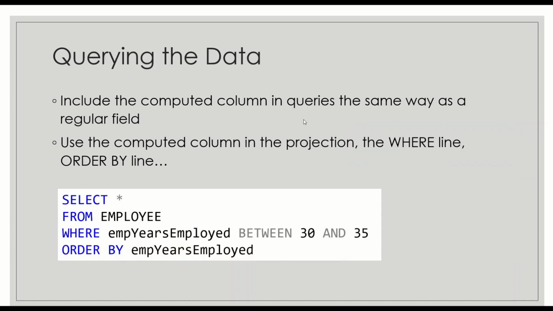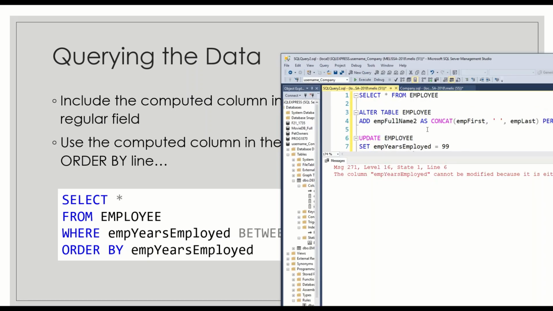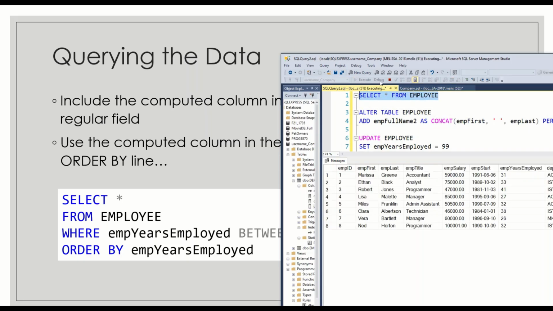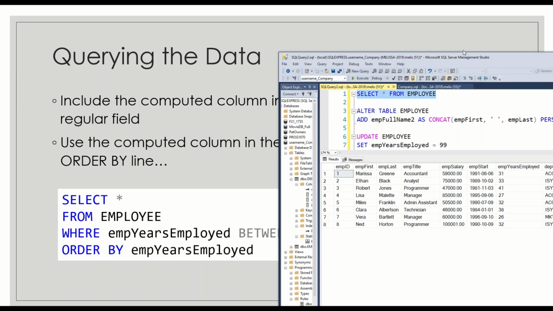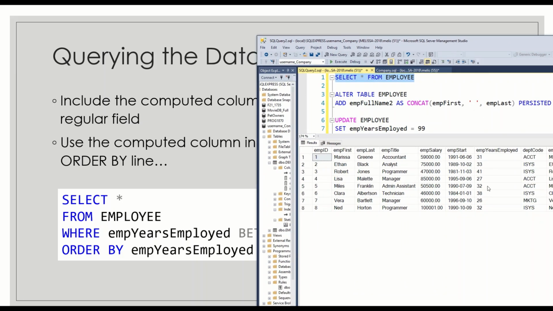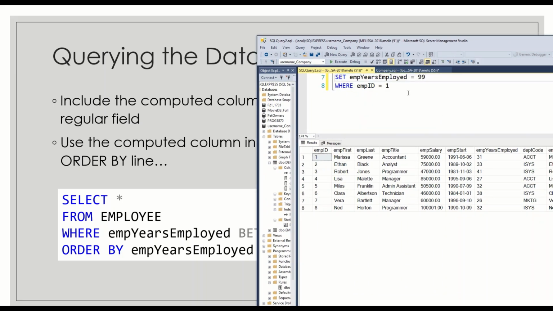Now, we've already seen one example of querying the data. I did select all from employee to display all of the fields, including the computed columns. The computed column doesn't need to be treated any differently in any select statement. So we can use the computed column just like we would use a regular column.